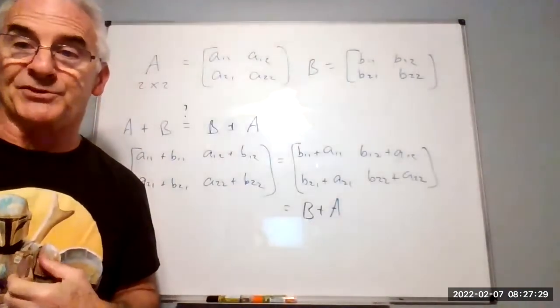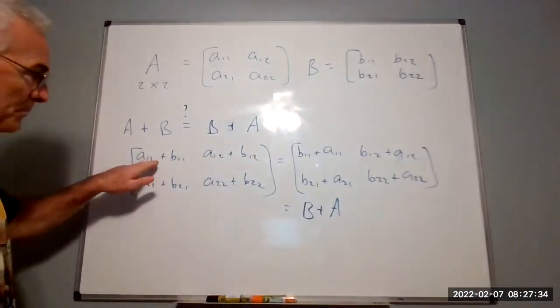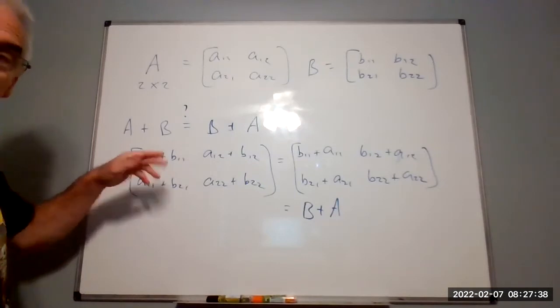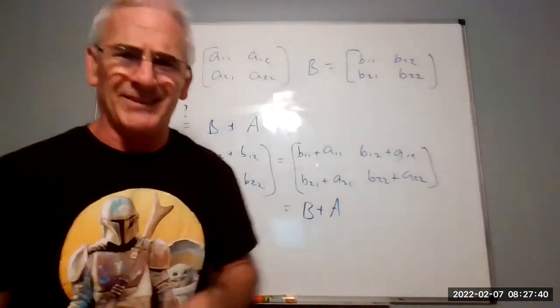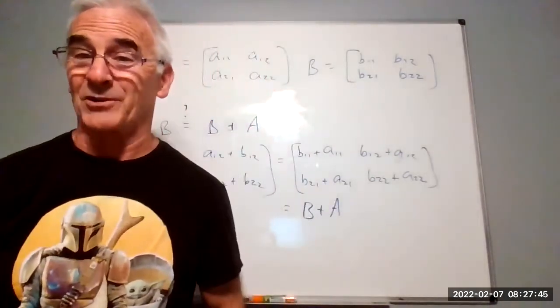Matrix addition is also associative for the same reason. If I took a third matrix, the components are real numbers, and because real number addition is commutative and associative, it's going to apply to matrices. Now you say, well, isn't everything commutative? No, actually, most things aren't commutative.